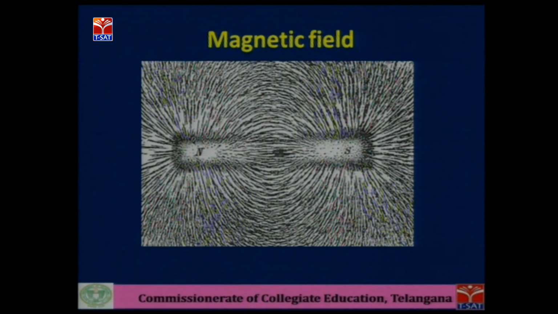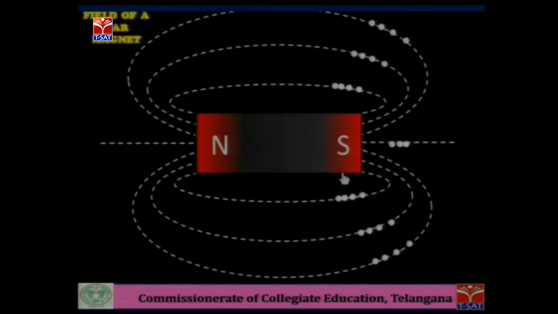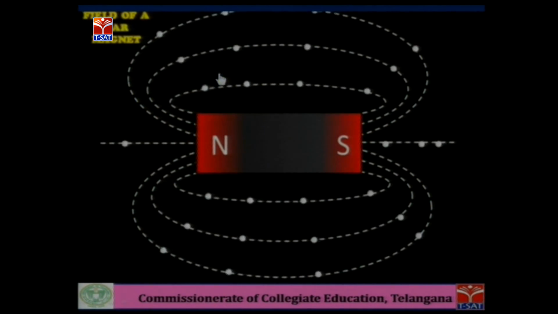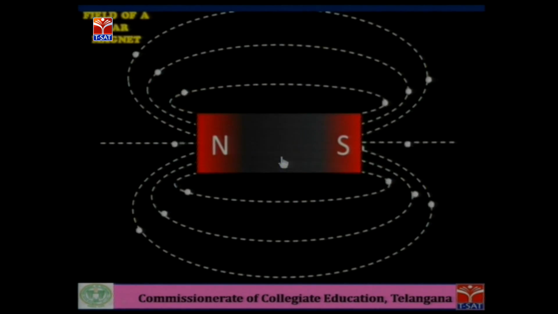How do we define a magnetic line of force? Let us see this video. If you see in this video, from the north pole, the magnetic lines of force are starting and they are reaching the south pole. So, from the north pole they are leaving and they are ending in the south pole.